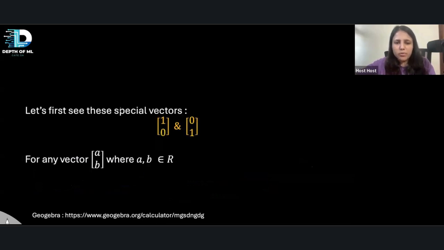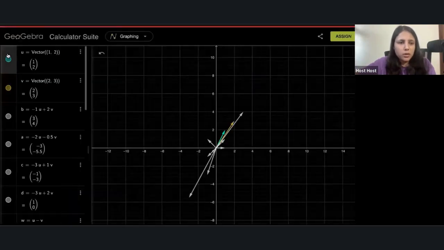Before we jump to that particular proof, let's see these two special vectors. This is (1, 0) and (0, 1). These are very special vectors in linear algebra, and in any coordinate space, vectors like these are called special vectors. We'll come to that later in future lectures, but let's see how they look in the 2D space. Okay, so I'll turn these off.